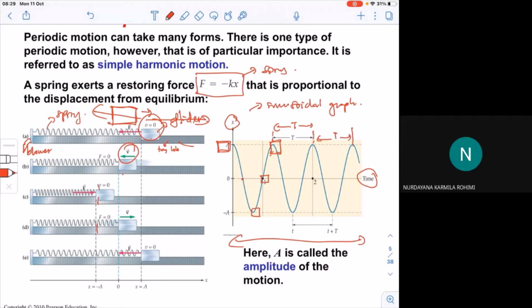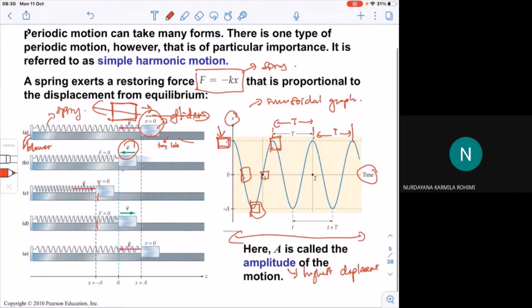The position, because x is considered to be position, the highest amplitude is called amplitude. Not the highest amplitude, the highest displacement. The highest displacement is called amplitude, right? Because we have a certain amount of oscillations, we get a certain amount of position: the highest one, 0, and negative a. So that is called a sinusoidal graph.